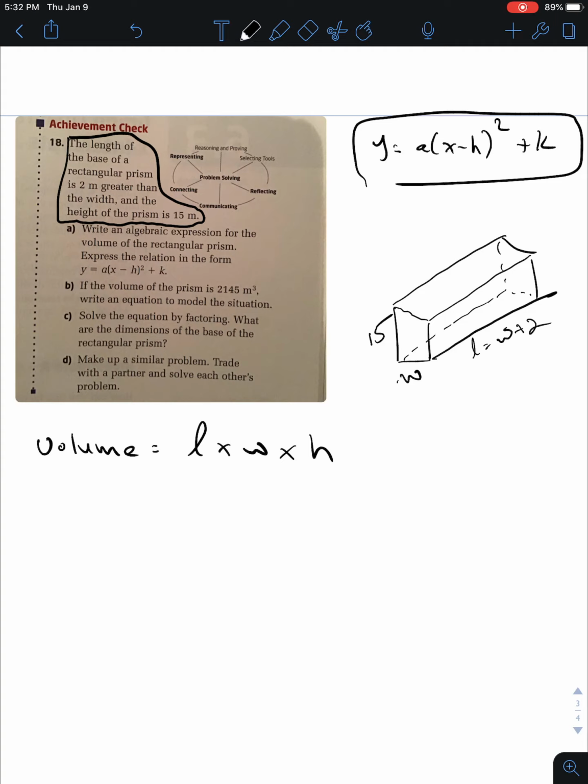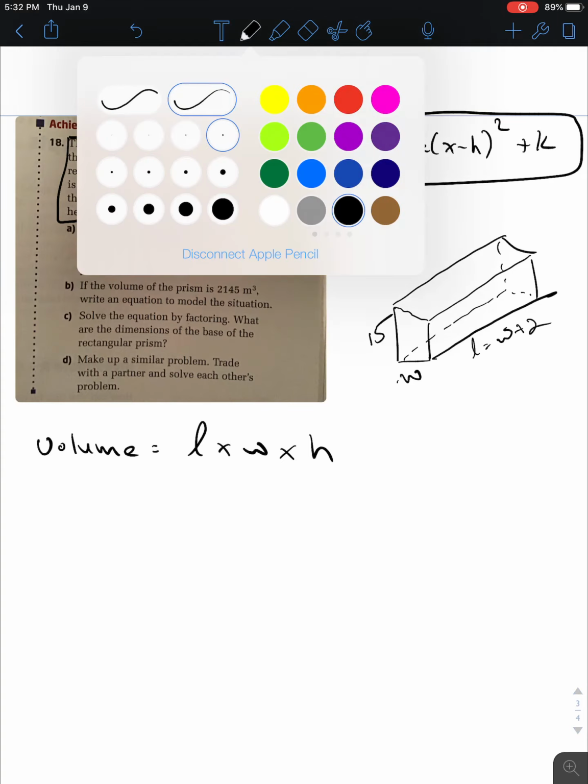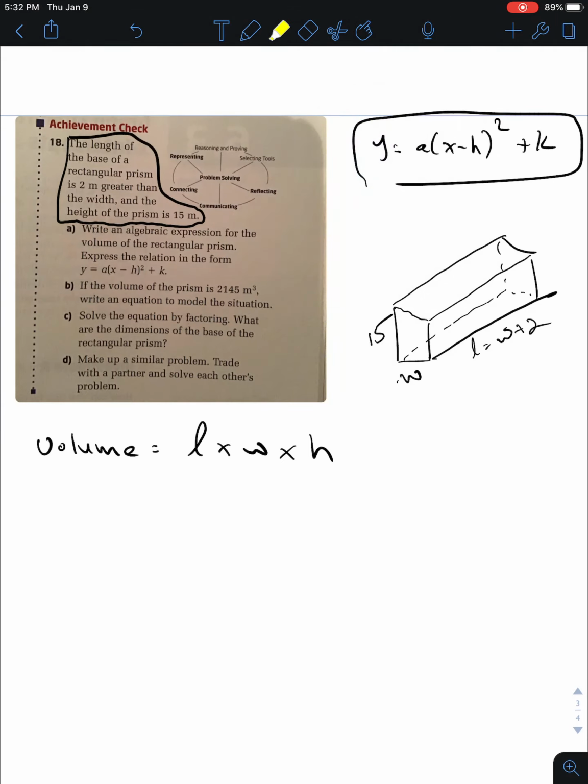So what's the area of the base in this case? The area of the base is going to be length times width, right? So that's the bottom section here, this piece along the bottom. So you're going to have W times W plus 2. And then you're going to multiply that by the height. Or you could just think of it as length times width times height, right? Three dimensions, multiply them together. That's how you get 3D objects, right?